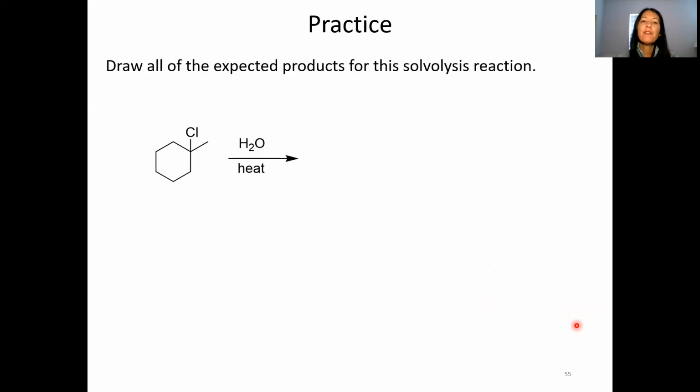Okay, this is the final slide for you guys. So I want you to draw all of the expected products for this solvolysis reaction. So we have this substituted cyclohexane, or this cycloalkyl halide, and you're going to treat it with water and heat. So go ahead and pause and write all the possible products, and I will give the answer.